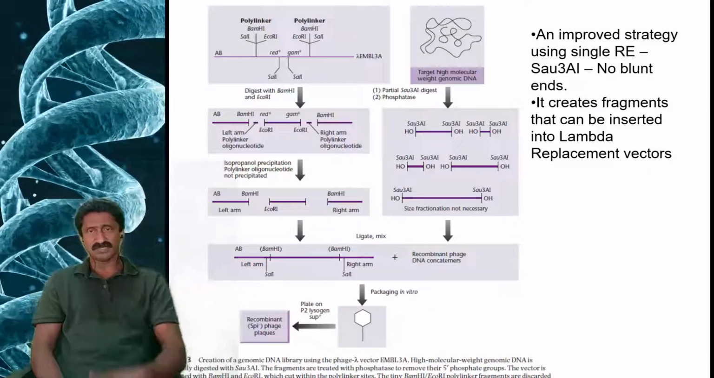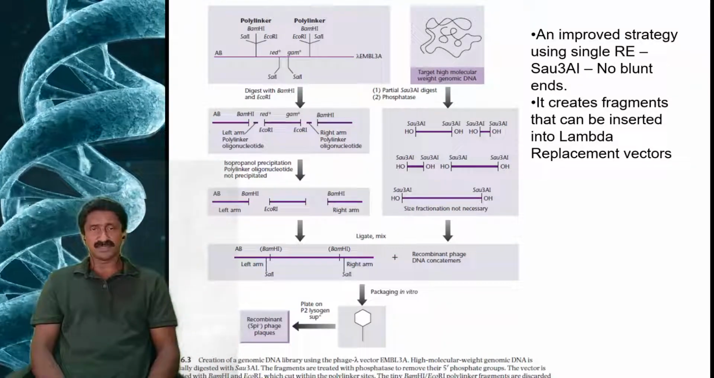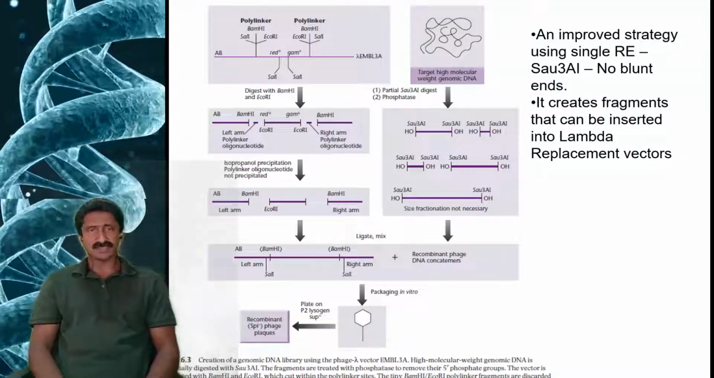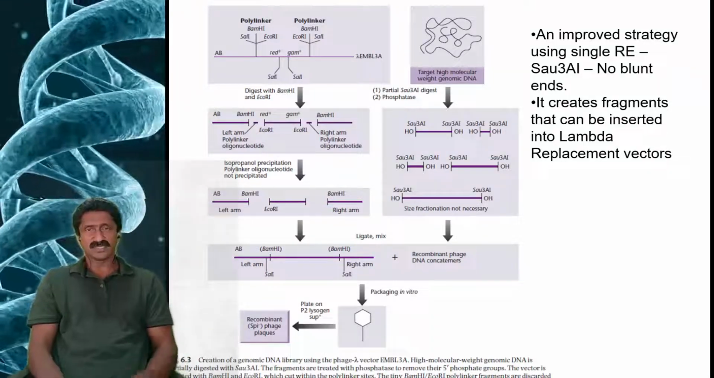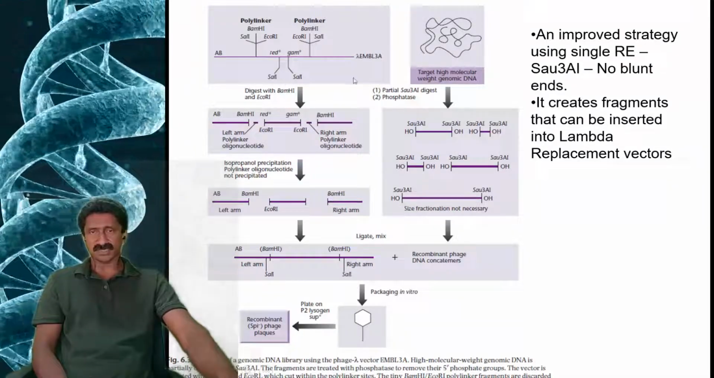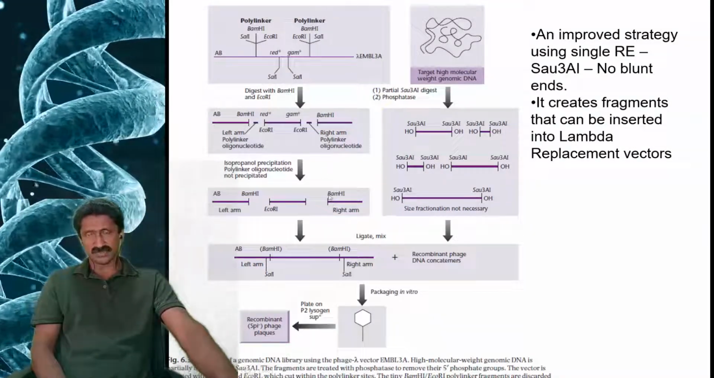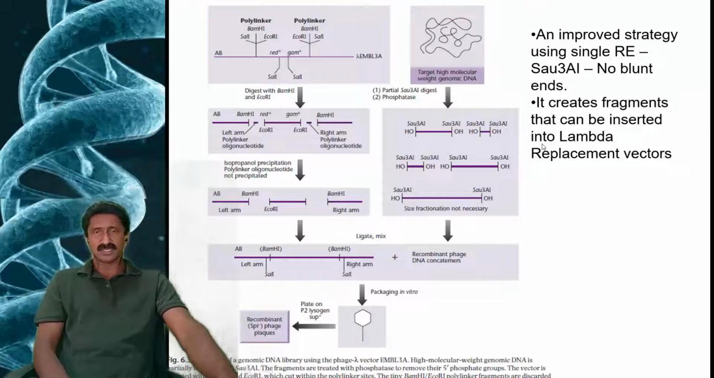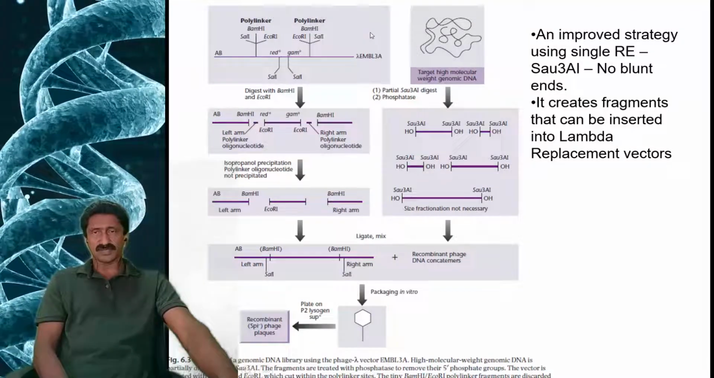This is another method, an improved strategy using a single restriction enzyme. In the previous case, we used two restriction enzymes. Sau3A is another restriction enzyme. Here there is no blunt-end ligation. It creates fragments that can be inserted into a lambda replacement vector. This is explained in Primrose, Principles of Gene Manipulation, the textbook of recombinant DNA technology from which it is taken. So you can refer to that book.